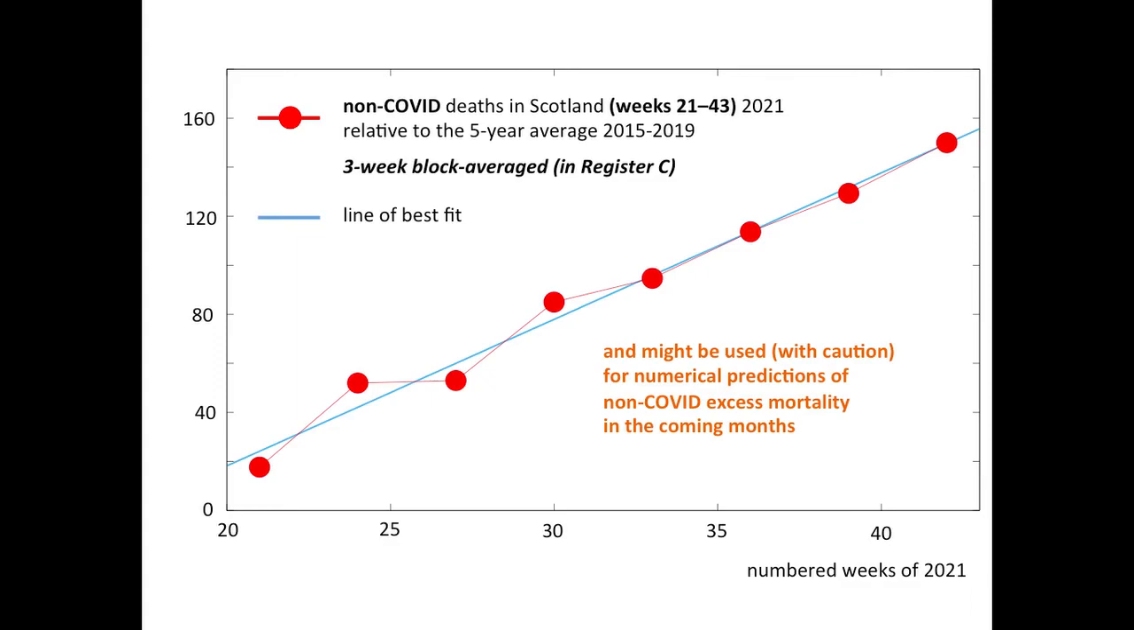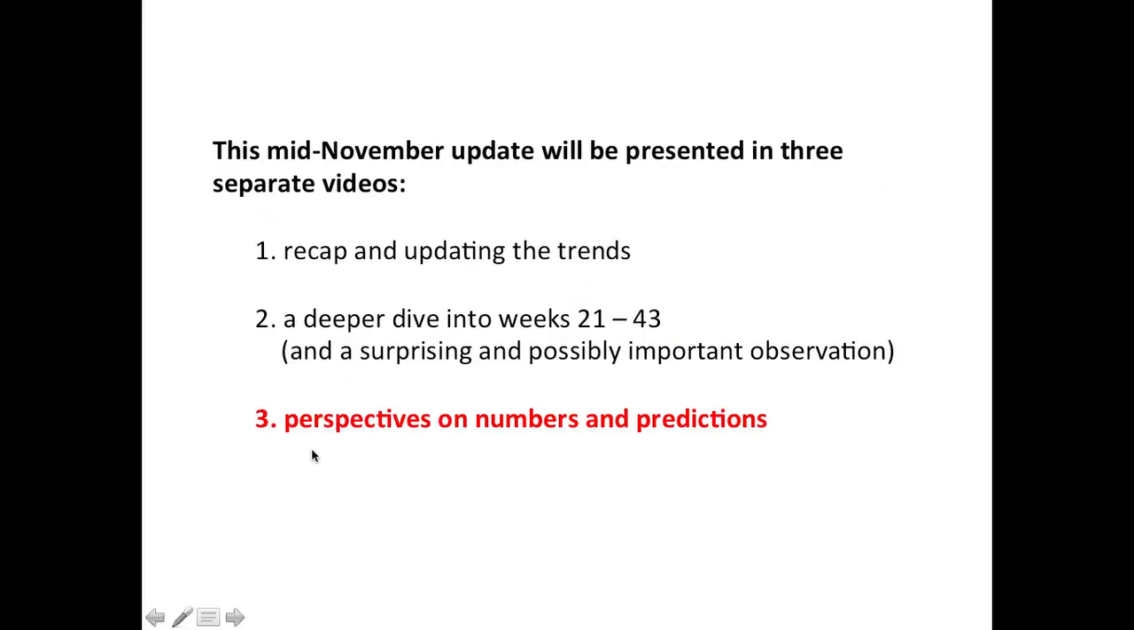But I think if real world data somehow, miraculously arranges itself in such a deterministic, non-varying fashion, we should at least use it with caution to make predictions. And so what we'll be able to do is use this curve to make some kind of estimates for the future amounts of non-COVID excess mortality that we might expect in the months to come. And that will be the topic of a much shorter and final update video as part of this November series.